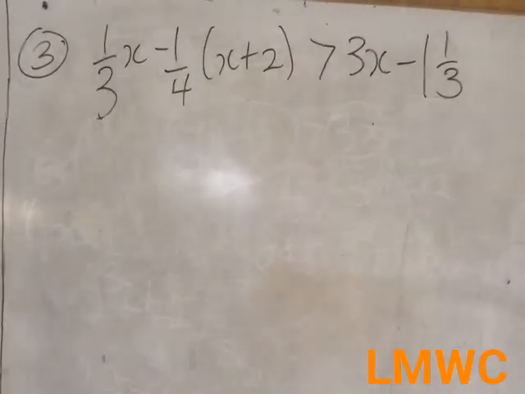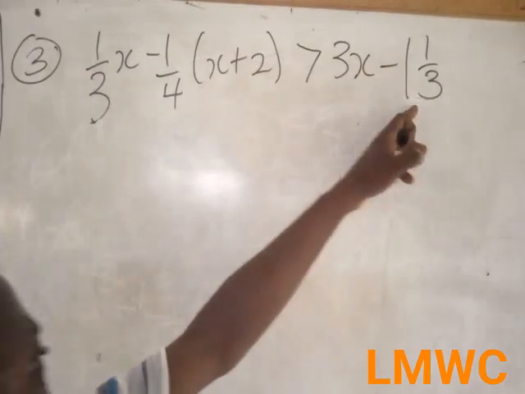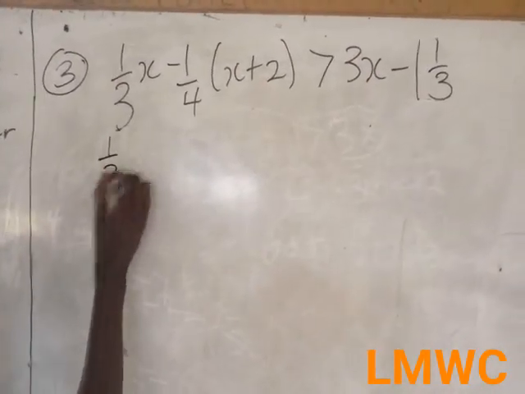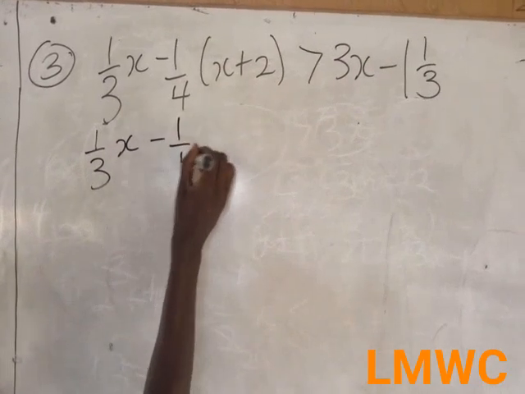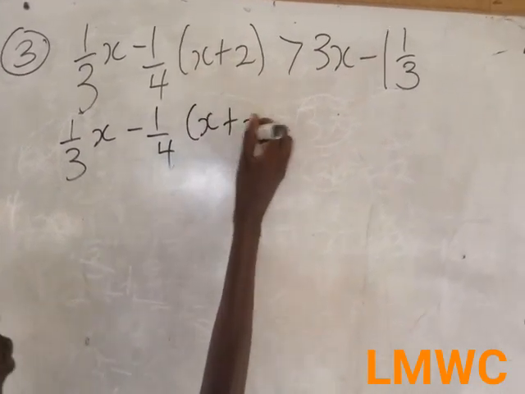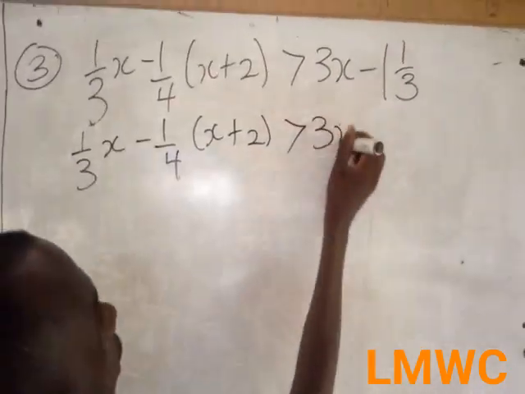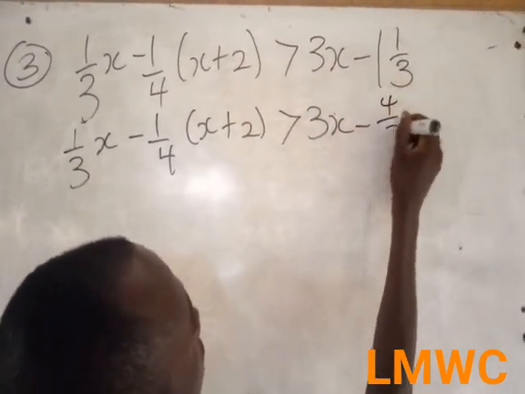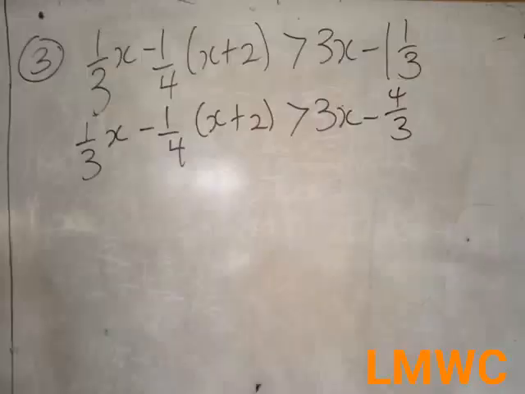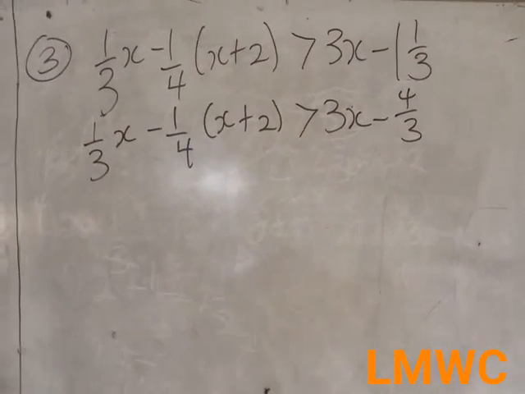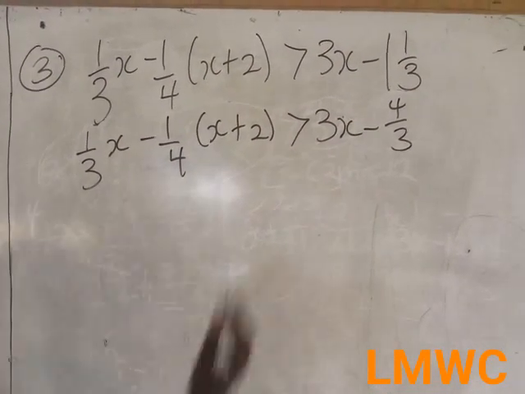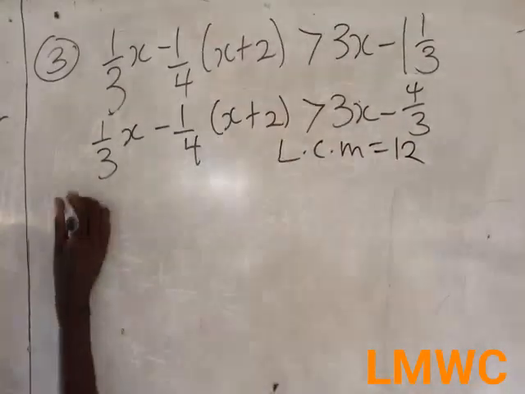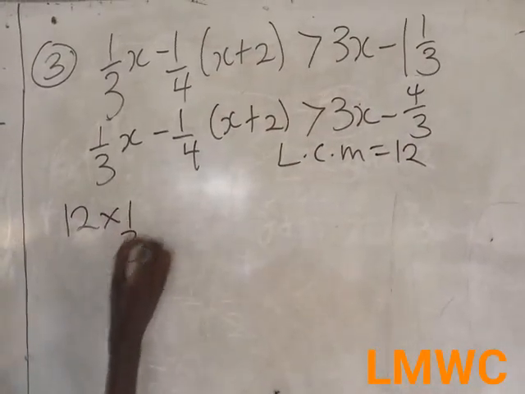For you to solve this question, you change this mixed fraction to improper fraction. It becomes 1 over 3x minus 1 over 4 (x plus 2) is greater than 3x minus 3 times 1, 3, plus 1, 4 over 3. Because if you don't change this one to improper fraction, you cannot solve it. Now, what is our LCM? It's 12. You multiply through by the LCM.